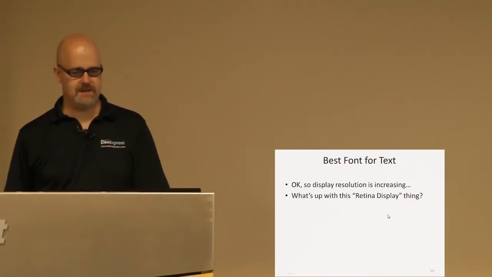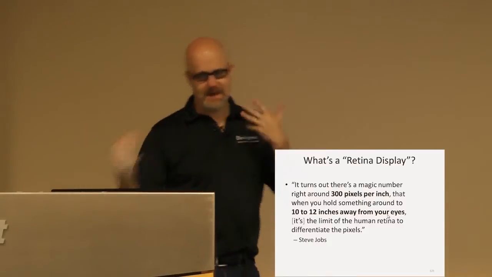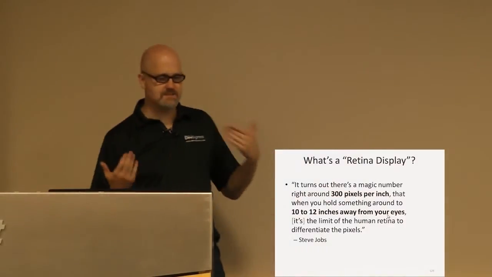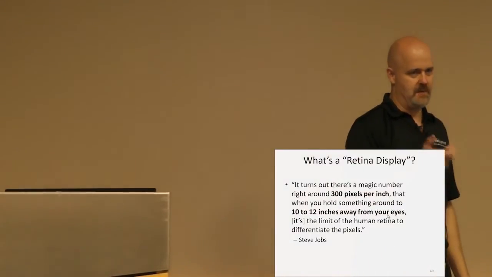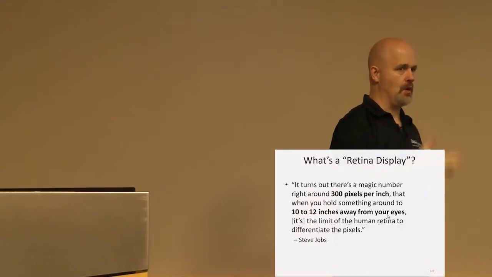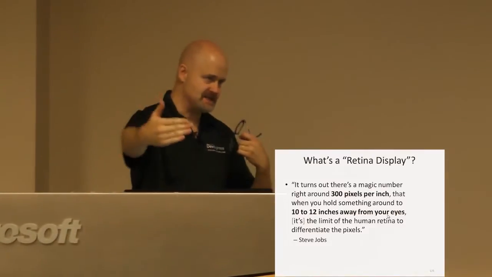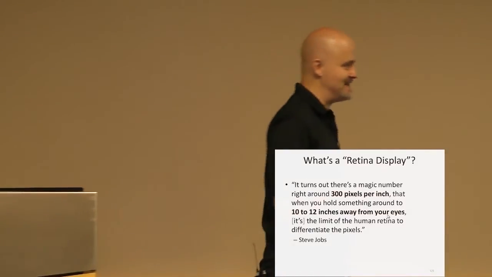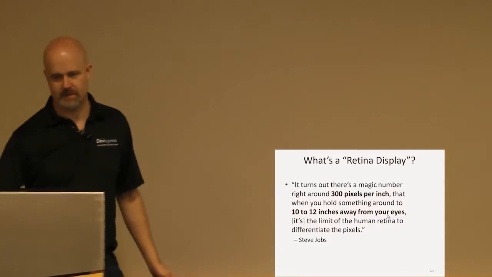And then what's up with this Retina display thing? This is a quote from the late Steve Jobs, and he says, it turns out there's a magic number, and this magic number is 300 pixels per inch when the device is 10 to 12 inches away from your face. So the density that qualifies for Retina display changes depending on the distance of the device. A mobile device we might hold about 10 to 12 inches from our face, whereas a monitor might be about 20 inches, or a big screen TV might be 6 feet. At that distance and density, the human eye cannot see pixels. It cannot differentiate a square pixel on the screen.